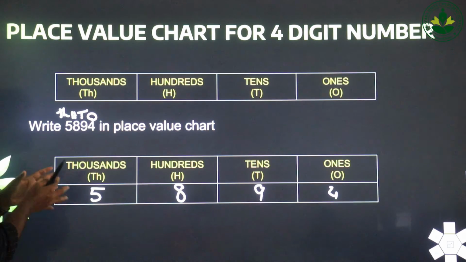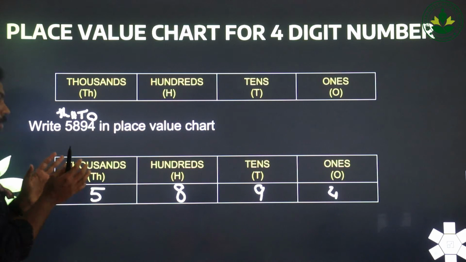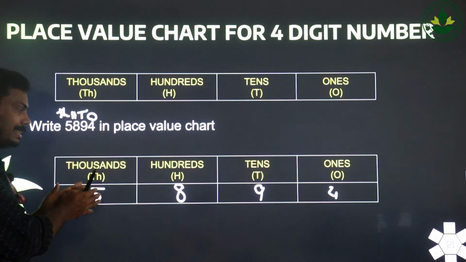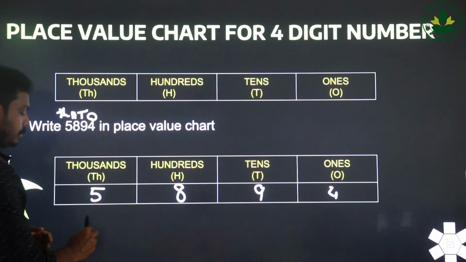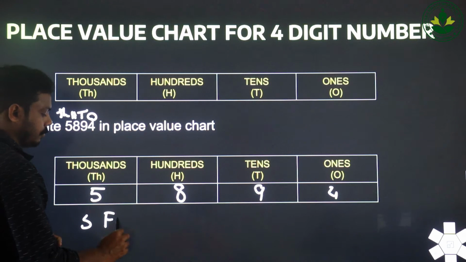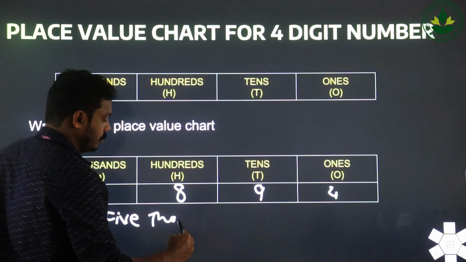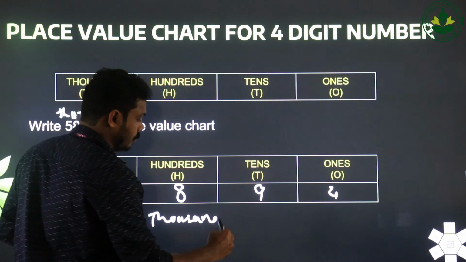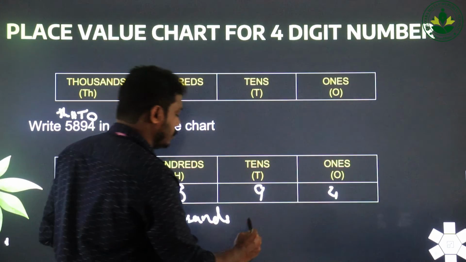Then how do we read this number? We need to read this 4-digit number. Look at the first digit, the thousands place digit, that is 5. So it is 5000. And then the next one, 800.